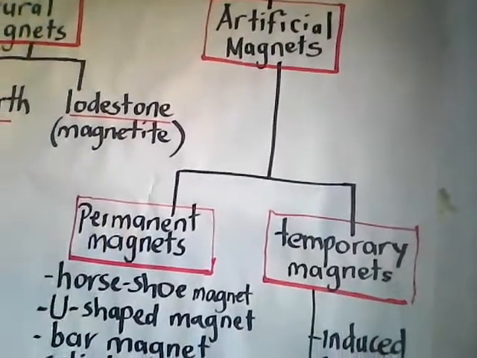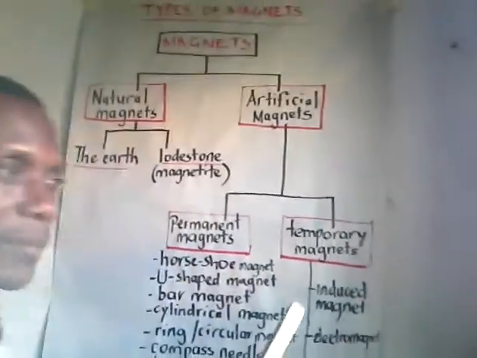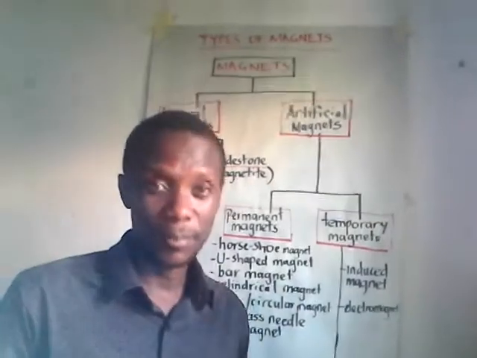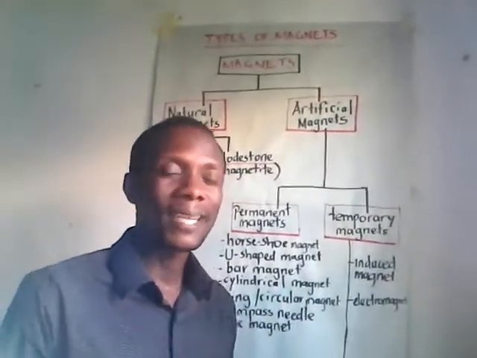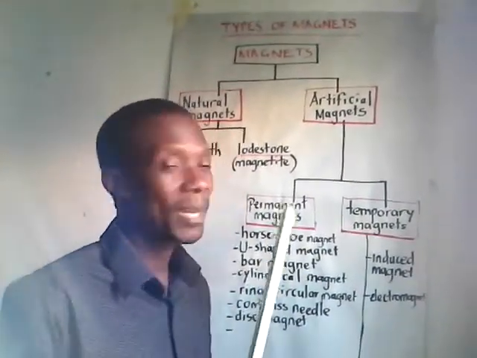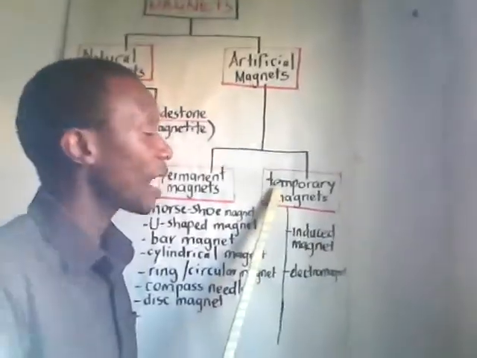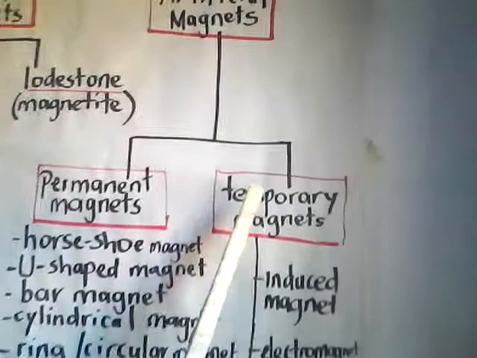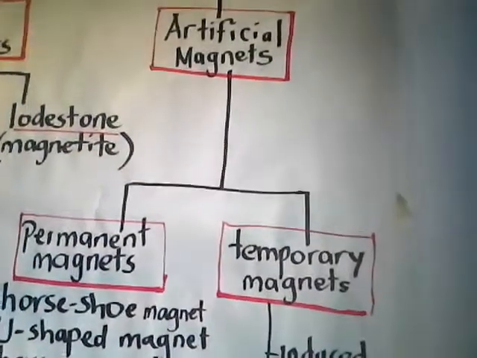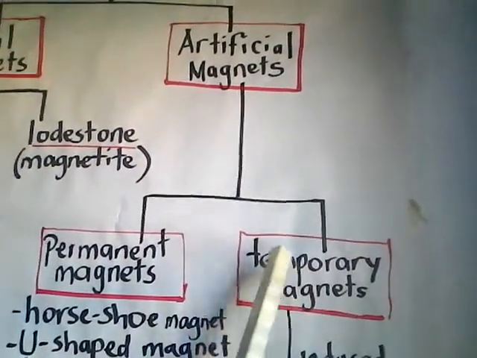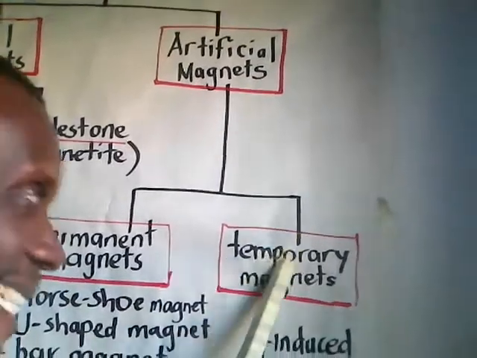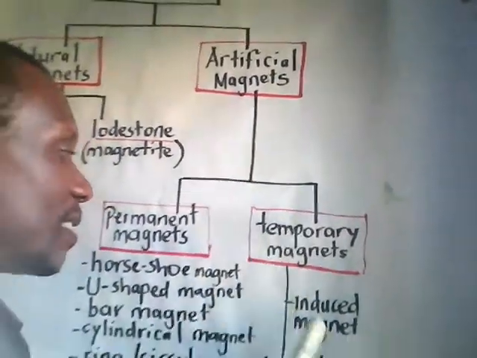Permanent magnets are magnets that retain their magnetism for a long period of time. While temporary magnets are magnets that easily lose their magnetism. They retain their magnetism for a short time, or they easily lose their magnetism.